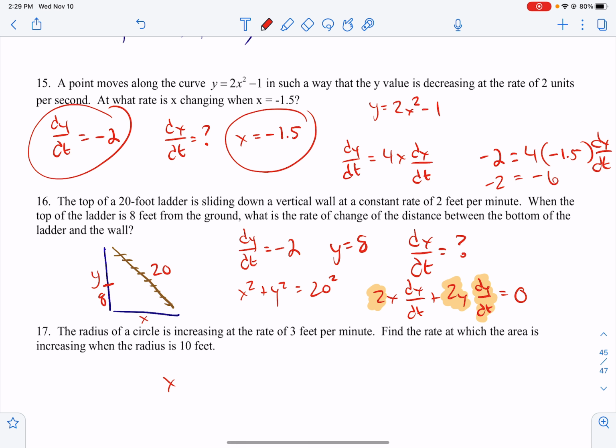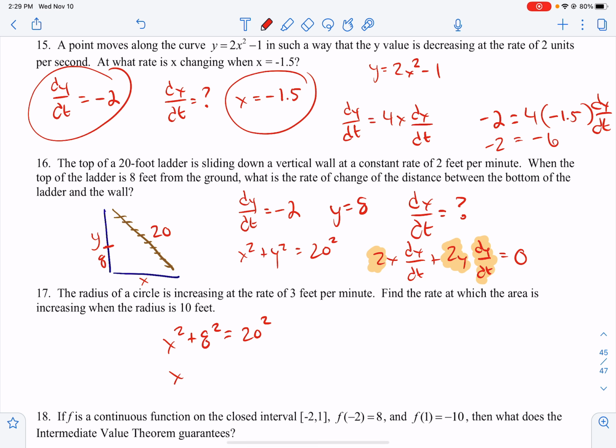If I do x squared plus 8 squared equals 20 squared, I actually need to solve this. So x squared plus 64 equals 400, so x squared equals 336. So x equals the square root of 336. And I'm not worried about the negative square root because this is a distance. You can't have a negative distance, so I know it's going to be the positive square root. Let's just plug that in like it is to my x value.